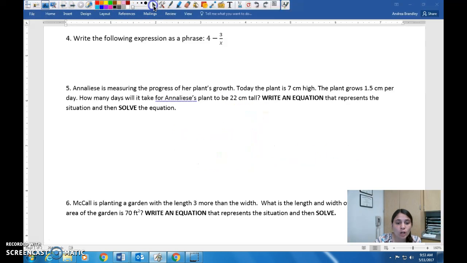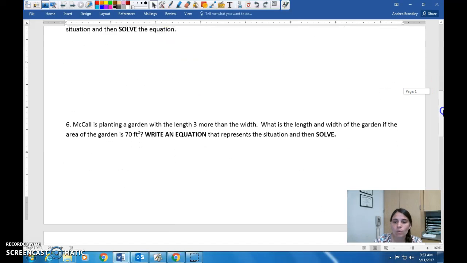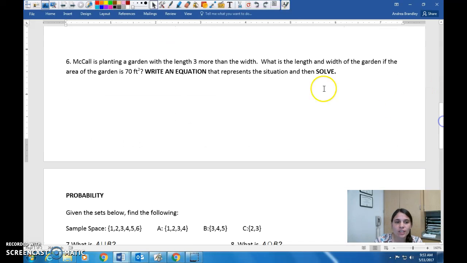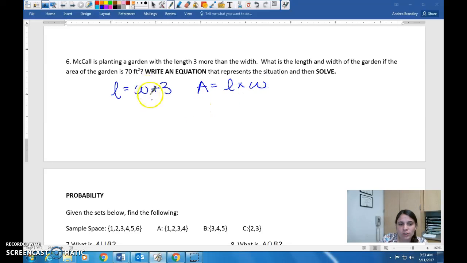Number 6, McCall is planting a garden with the length 3 more than the width. What is the length and width of the garden if the area of the garden is 70 feet squared? So I know that my length is 3 more than my width, so that would be W plus 3. And then I also know that area is equal to length times width, so if my length is W plus 3, I'm going to multiply that times W, and that equals my area, which is 70.